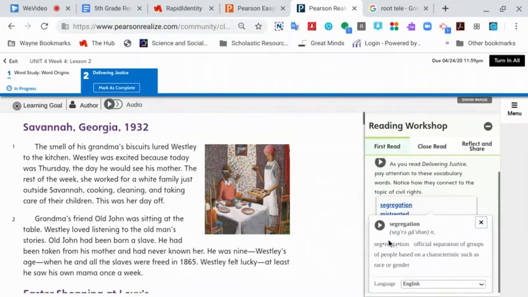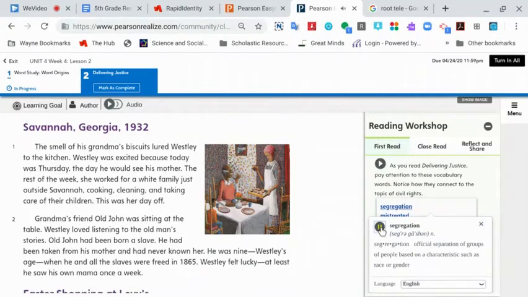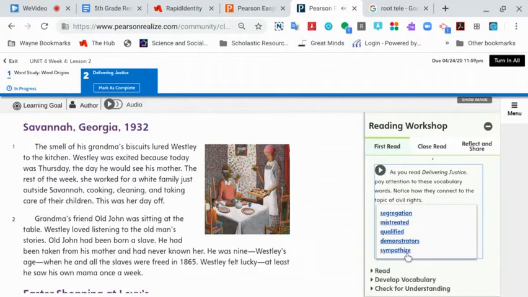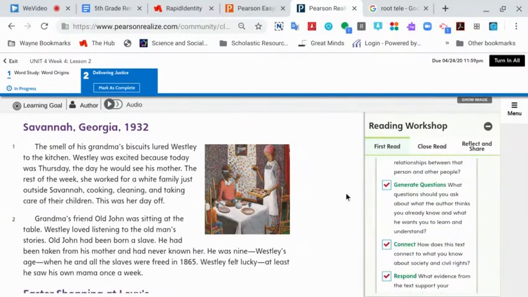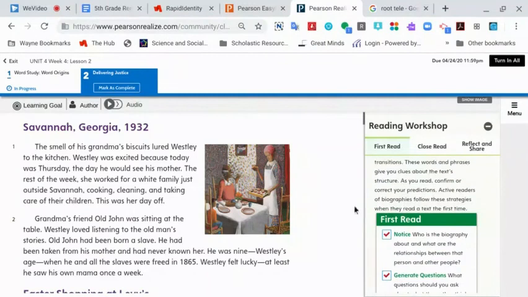You can hear them said, like segregation, and it tells you the meaning of that word. Take a second to look at the preview vocab before you start reading today, because this will be very helpful in what you're doing. We've got segregation, mistreated, qualified, and demonstrators, and sympathize. Then when it comes time to read, what you're going to do is you're just going to first read it. You're not really doing any responses today as far as that goes. You're just reading it to get a basic understanding.